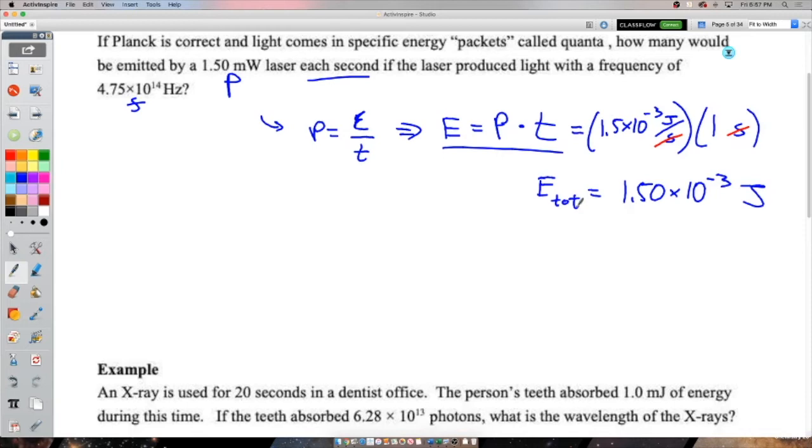So it's a little bit like pixels on your phone. Overall, it looks continuous. It looks like one big picture. But if you zoom in far enough, your screen is made up of little pixels. It's pixelated, it's quantized.